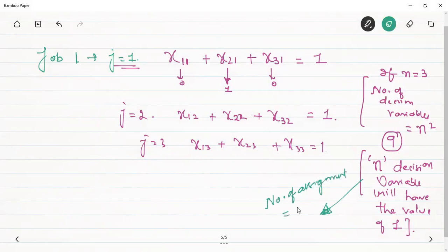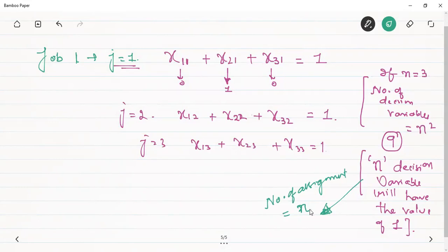The number of assignments that are possible is equal to n. Although we have n square decision variables, only n of them will have the value of 1, that is, 3 assignments will have to be made. It's obvious that 3 assignments will have to be made because we have 3 jobs and 3 workers, therefore each worker will get only 1 job, hence the number of assignments is equal to n.